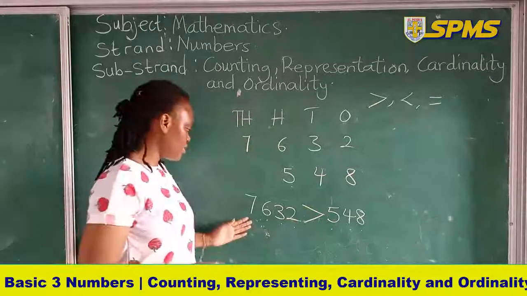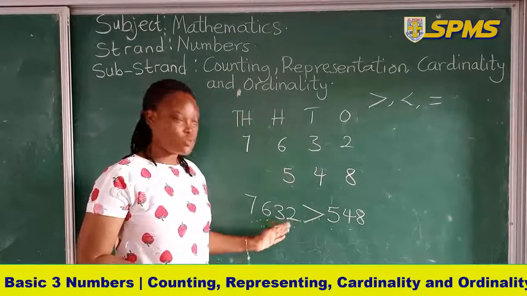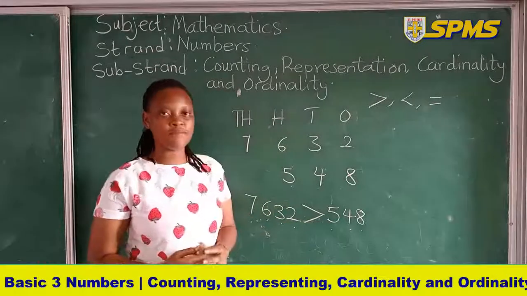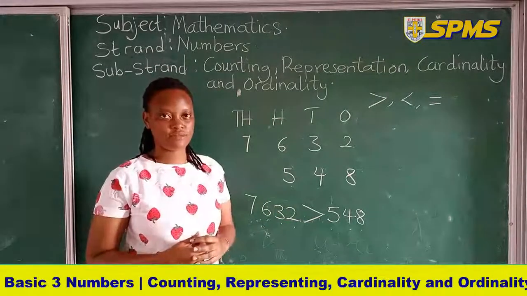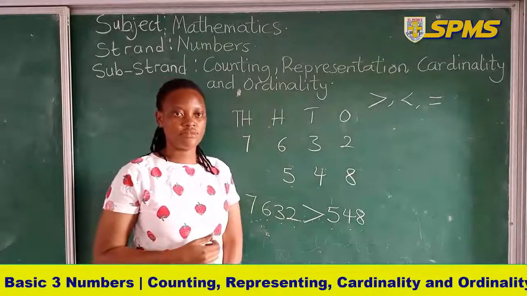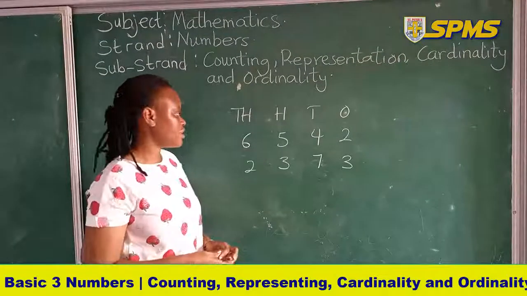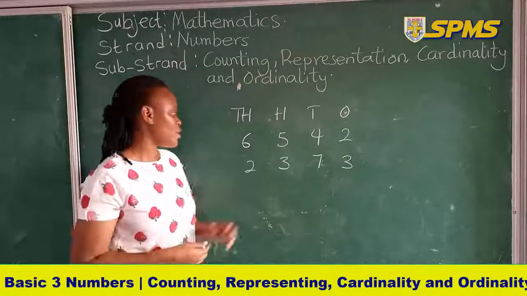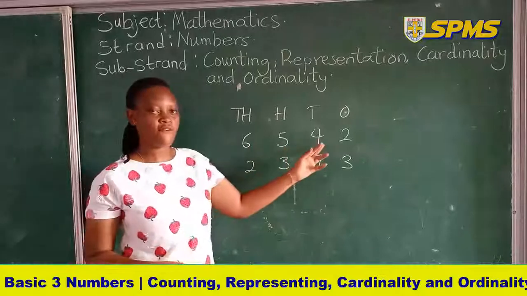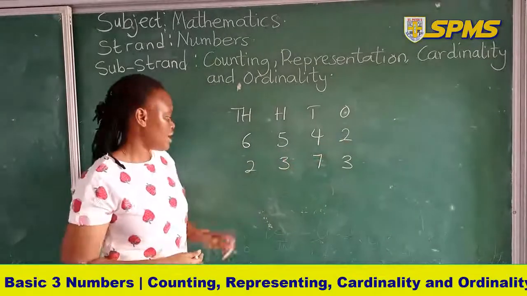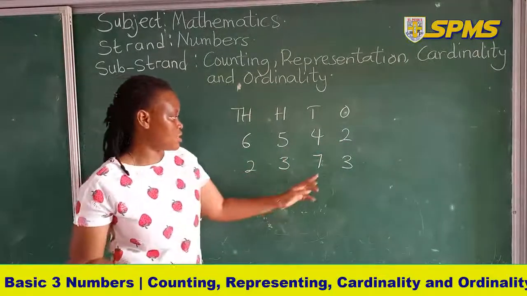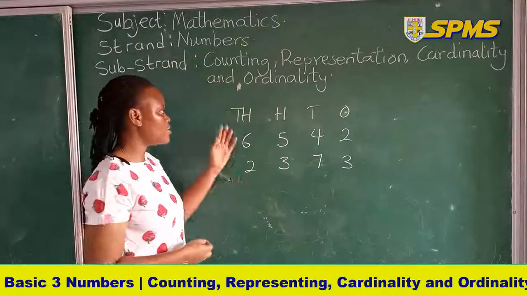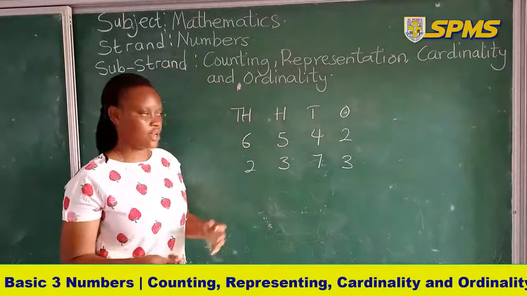It means that 7,632 is more than 548. Good. Okay, children, let us compare these 2 numbers. So we have 6, 5, 4, and then 2. And then we have 2, 3, 7, and then 3. Let us compare using their place values.